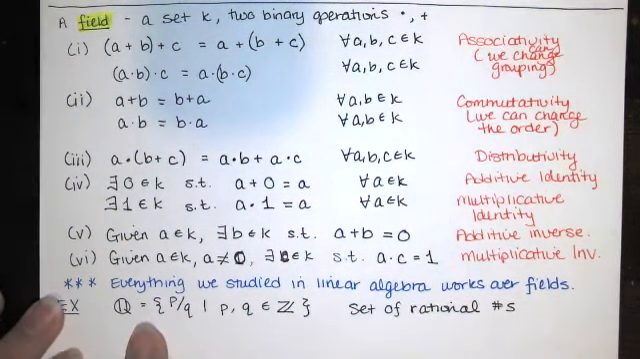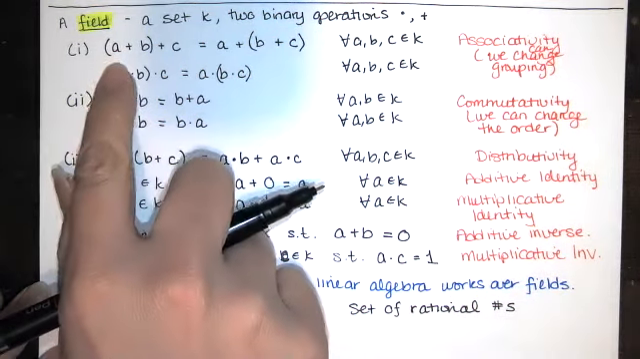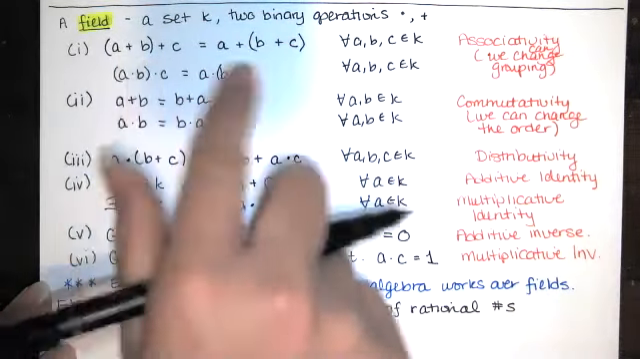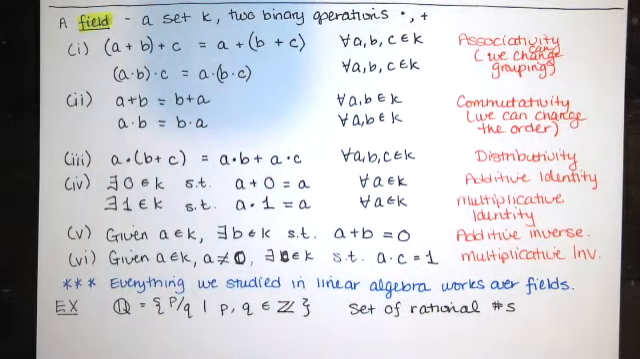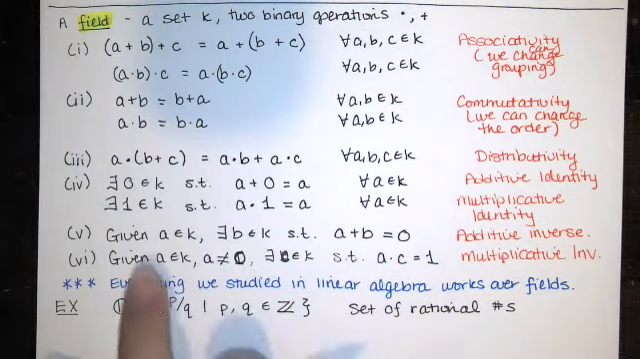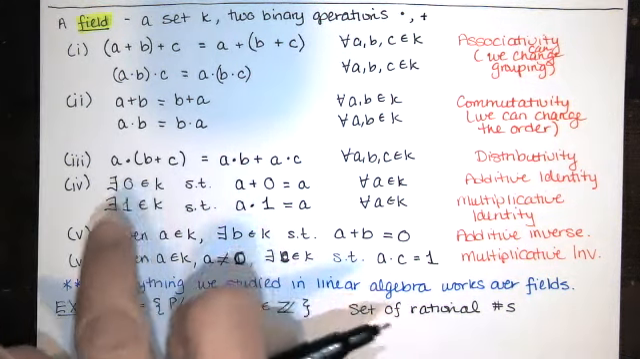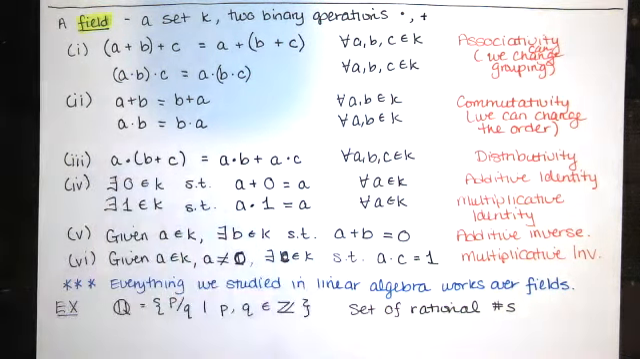And this is a field because you can group rational numbers in any way you want when you're multiplying or adding, and you still get the same result. You can change the order, you still get the same result. The distributive property holds. 0 is an element of this set, 1 is an element of that set, and if you take any rational number and you add 0 to it, you get the rational number back. If you take any rational number and you multiply it by 1, you get that rational number back.